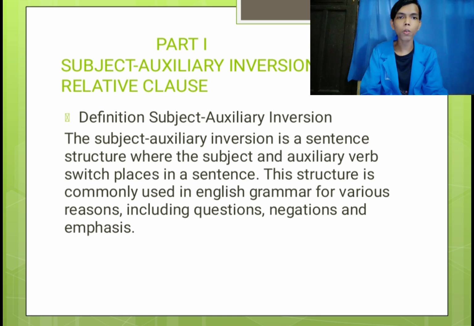Definition of subject auxiliary inversion. Subject auxiliary inversion is a sentence structure where the subject and auxiliary verb switch places in a sentence. This structure is commonly used in English grammar for various reasons, including questions, negations, and emphasis.